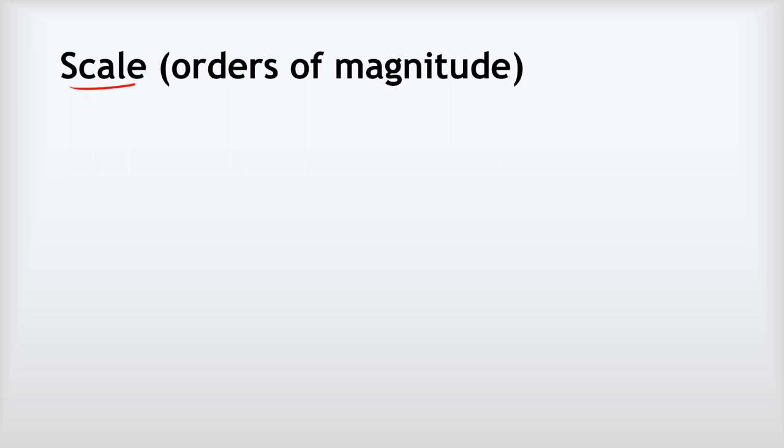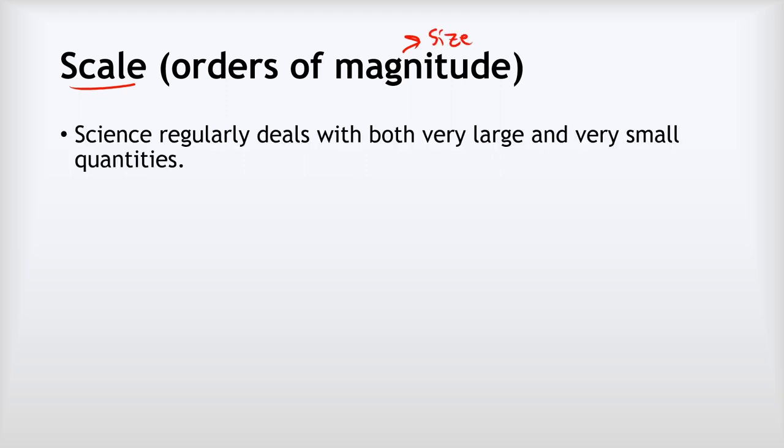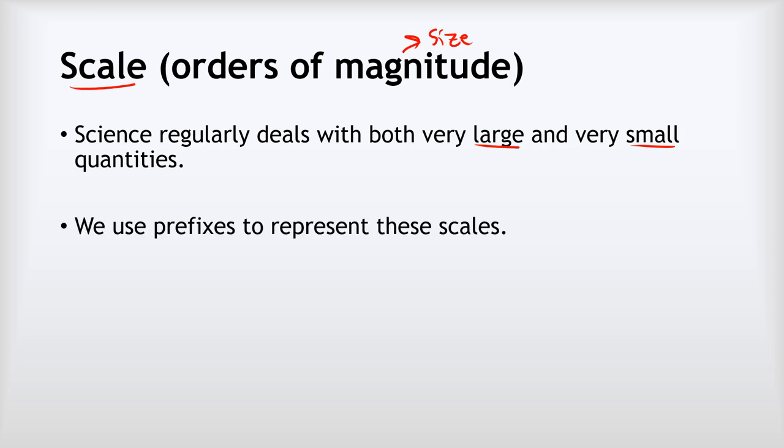This is sometimes referred to as the order of magnitude as well, magnitude being a fancy scientific word for size. So the key idea we're looking at is that science often deals both with very large and very small quantities. And so it can get a bit frustrating saying, you know, 100 billion of this or 200 million of that. And so instead we use these words to represent those millions and billions, which we call prefixes. So a prefix is the beginning of a word, and it's used to represent the scale of something.